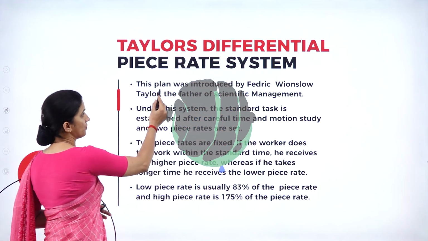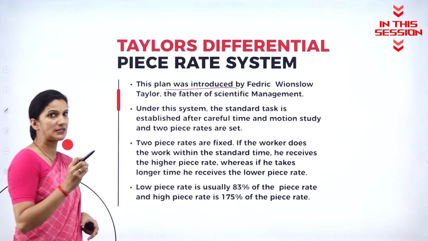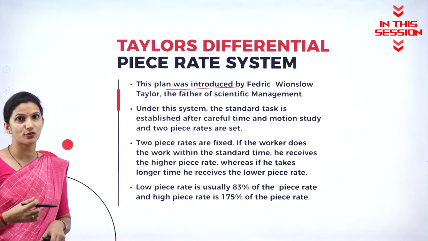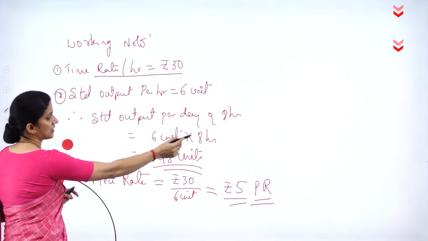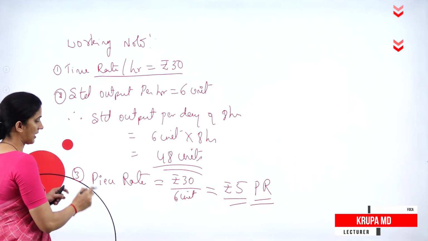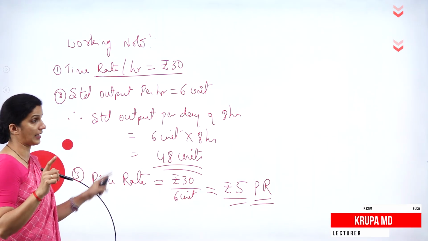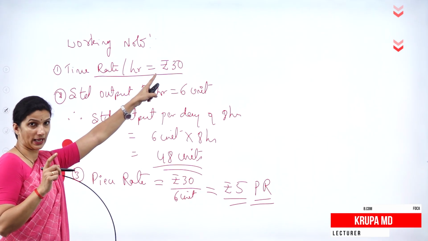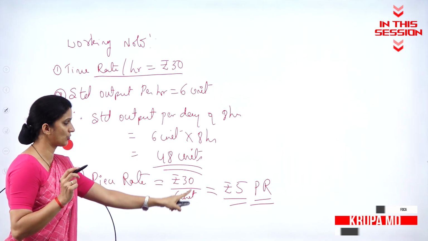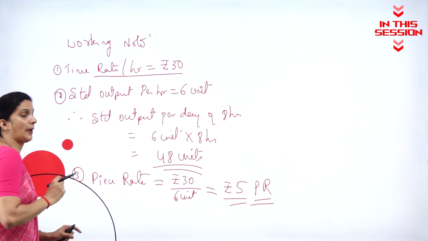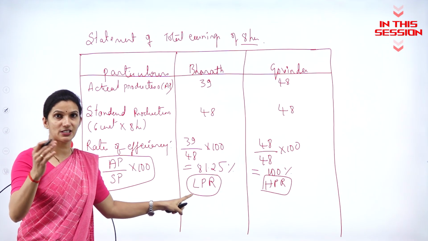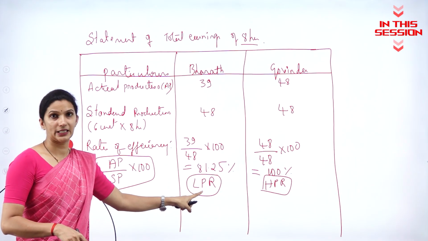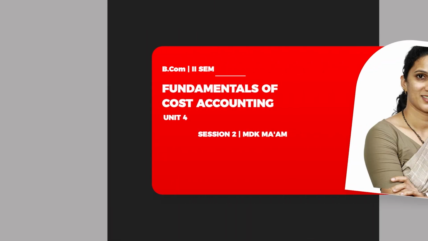So this plan was introduced by Frederick Winslow Taylor, who is also called the father of scientific management. So that is 6 units into 8 hours, your standard unit is 48. Then we need to calculate the piece rate, that is time rate divided by 6 units. So we will get the piece rate. So if the worker's rate of efficiency is below 100, then he will get the low piece rate.